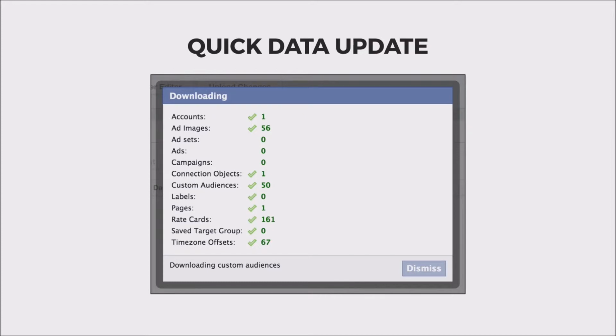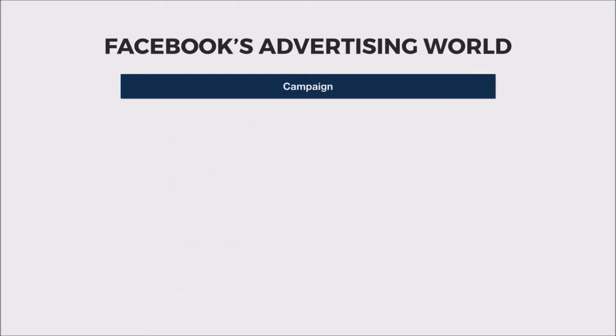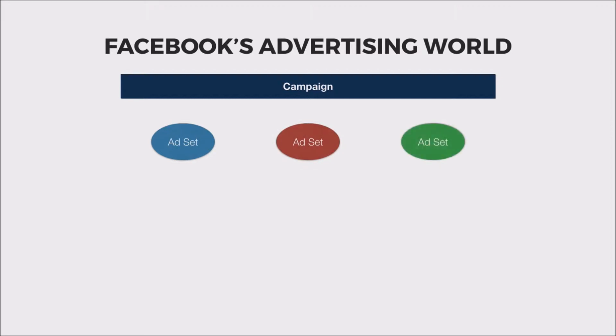Now, before we dive under the hood, it's important for you to understand how the Facebook advertising world is laid out. Facebook organizes your advertising efforts into campaigns. You can run as many campaigns as you want to, but I recommend that you start with one at a time so it's easier to manage while you're ramping things up. Campaigns are then comprised of ad sets, which is the level at which you target specific audiences. You can have multiple ad sets in a campaign. I recommend you start with 3 to 5 ad sets.